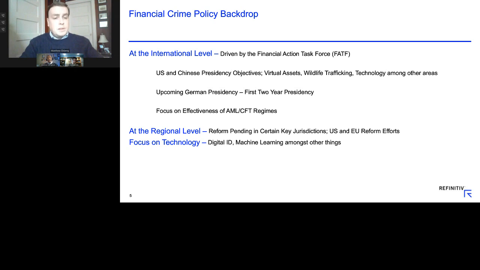So the German presidency of the FATF starts later this year and will be the first two-year presidency of the FATF. Though we don't know what the priorities are yet, it'll likely carry on with some of these issues, but also be heavily influenced by the COVID situation, which I assume we'll discuss a bit later.